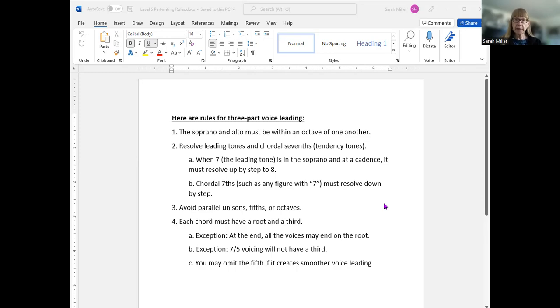Now, these are the rules exactly as they are in the book. There are a couple things I would like to remind you to remind your students because I see these errors happening a lot. The first one is to explain what alto means. The alto voice is a lower voice than the soprano, so they should not be writing alto notes above the soprano. I have seen this many times.